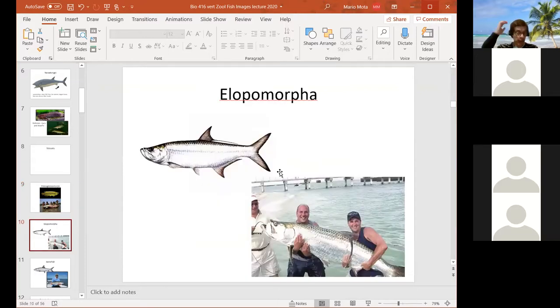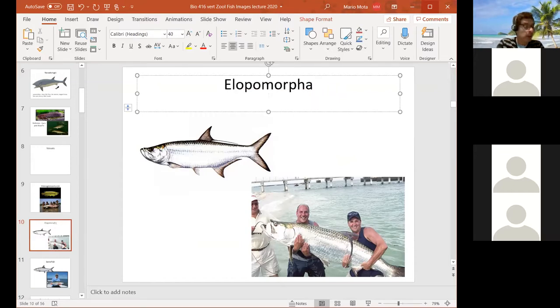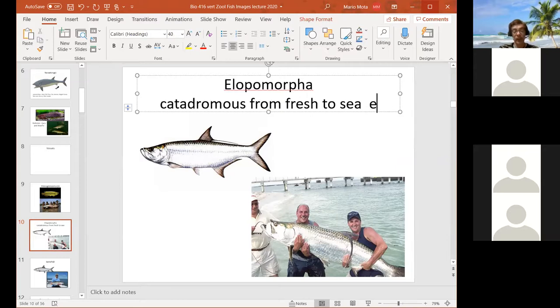Elopomorpha. This is where the tarpon and bonefish are. So these are big fish. Some species are catadromous. That's the ones that can go from freshwater to seawater to breed. You write that. I wrote it before, but just in case. So in this group, there are species that are catadromous, from fresh to sea, like eels. Eels migrate to the Sargasso Sea.